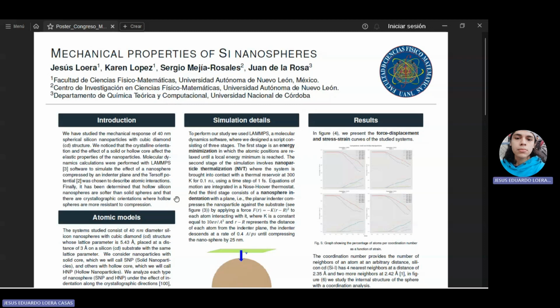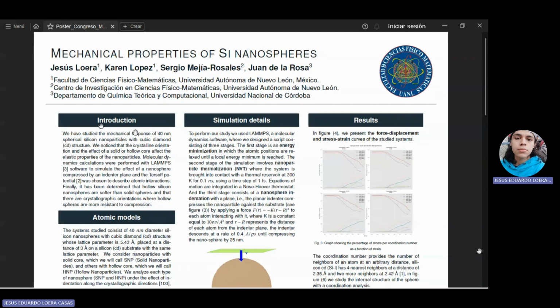In the world of nanotechnology, researchers are constantly exploring the unique properties of nanoparticles. And a study about the mechanical properties of silicon nanoparticles has been made by Jesus Loera, Karen Lopez, Sergio Mejía Rosales, and Juan de la Rosa. The first part is introduction.